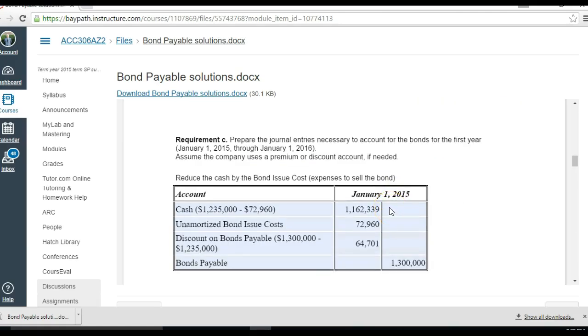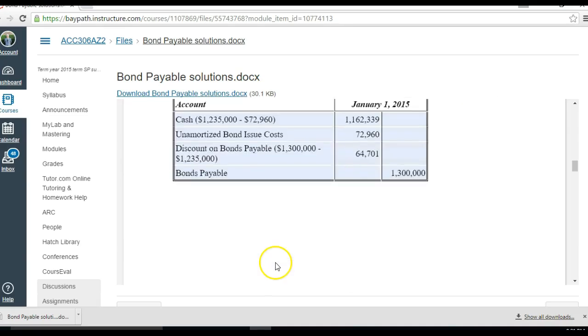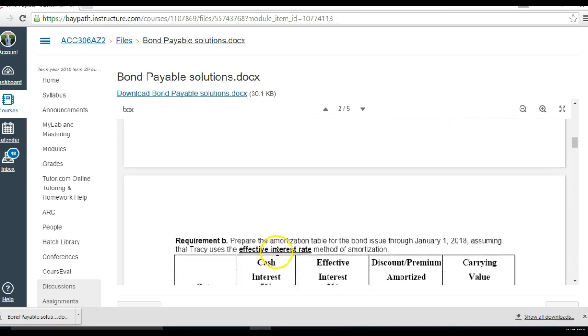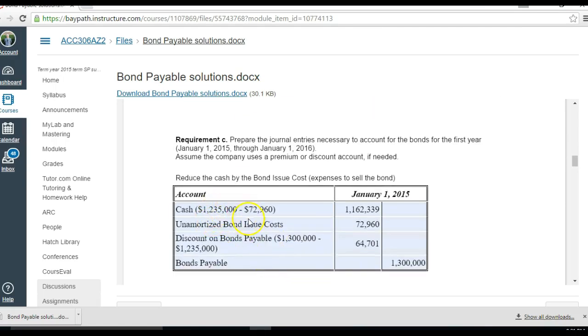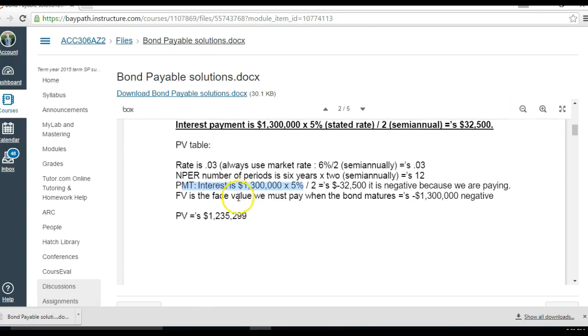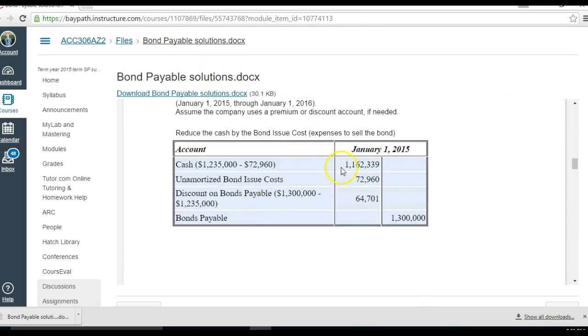Step C, prepare the journal entries necessary to account for the bonds the first year. So we issue our bonds at the present value. Hence, our cash, notice the $1,235,000, which was our present value. I rounded it here. I didn't put in the $299, but that's what you would use, $1,235,299. Subtract the $72,960, which is the bond issue cost, and that would be the cash that you actually get.